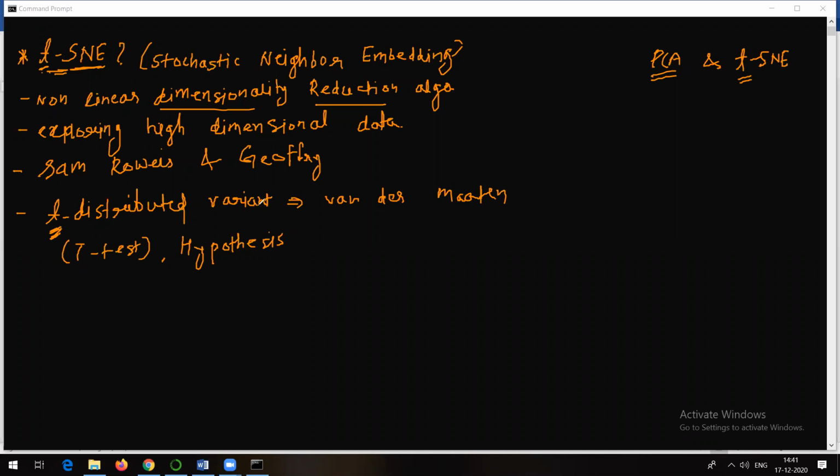This is the name of the person who proposed this particular algorithm, stochastic neighbor embedding. The basic point is that this algorithm is used for exploring high dimensional data. That means t-distributed stochastic neighbor embedding is a machine learning algorithm for visualization, which is based on stochastic neighbor embedding. This is the technique which I am trying to talk about.